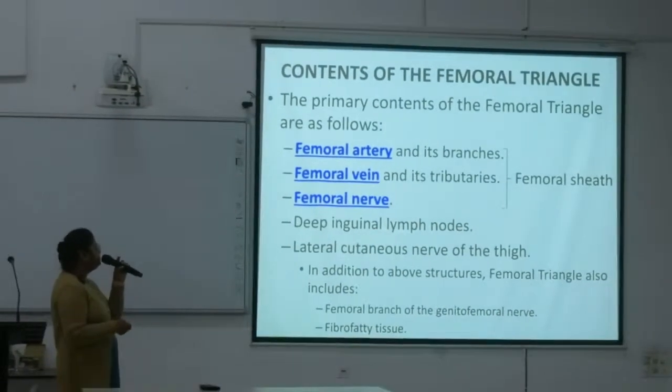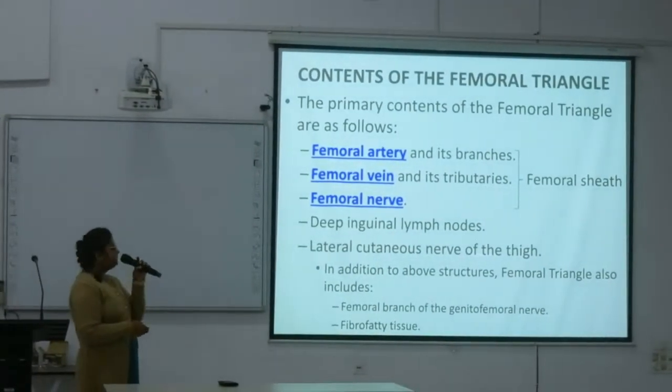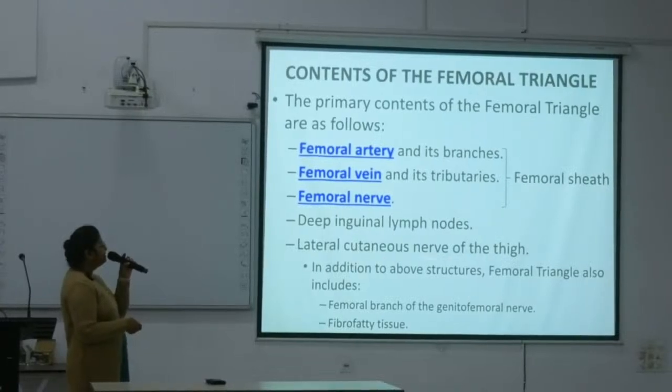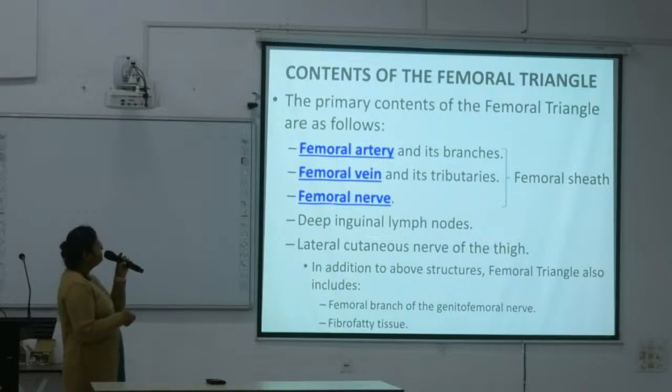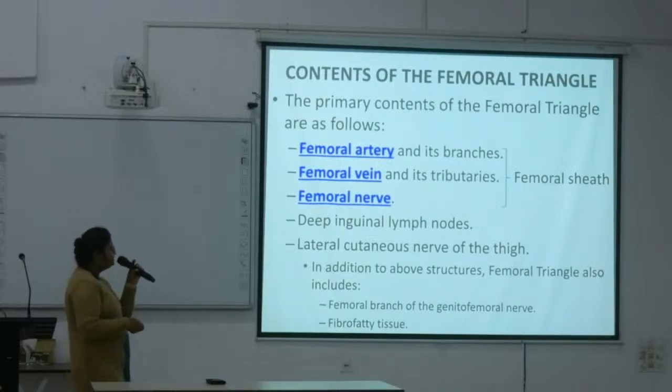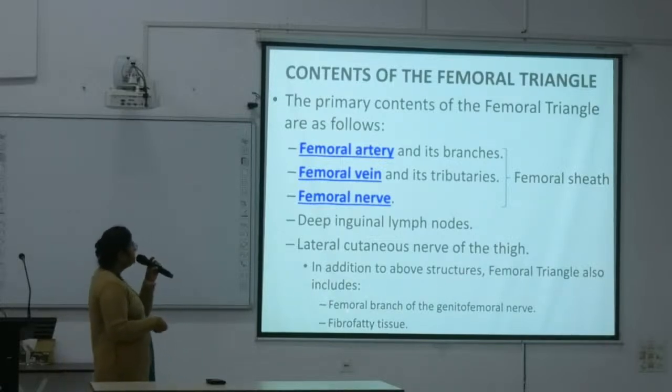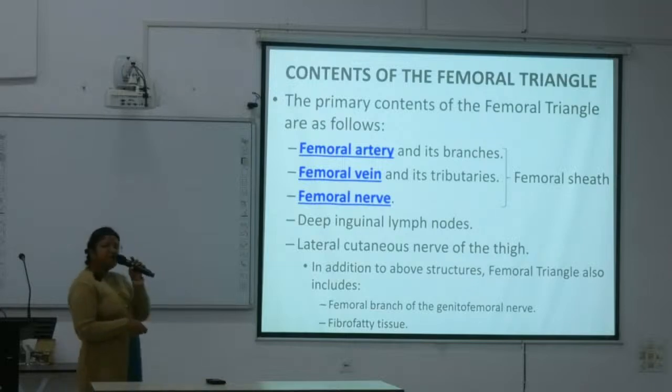Deep inguinal lymph nodes, three lymph nodes are present, and the lateral cutaneous nerve of the thigh, which is a direct branch from the lumbar plexus, not a branch from the femoral nerve. In addition to the above structures, the femoral triangle also includes the femoral branch of the genitofemoral nerve and fibrofatty tissue. And these two structures, femoral artery and femoral vein, and another compartment, the femoral canal, these three compartments are included within the femoral sheath, but the nerve is not included within the femoral sheath.